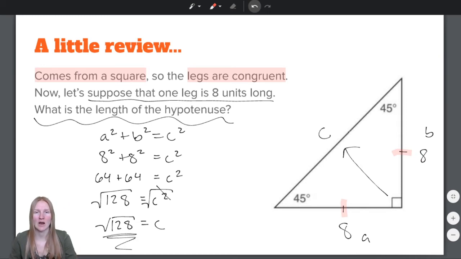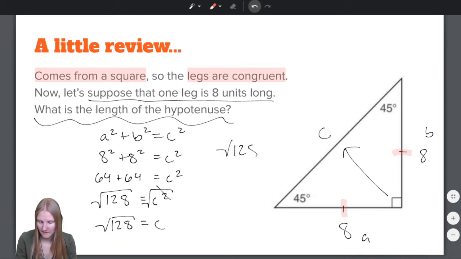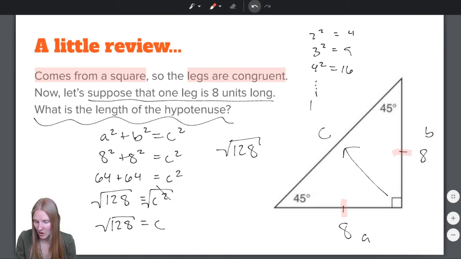And we talked about simplifying radicals in part 1 of section 9.1. There's also another video about simplifying radicals. I will put that in the description. But what we need to do is we need to figure out what square goes into 128. So remember we have 3 squared is 9, 2 squared is 4, 4 squared is 16, all the way up to like 12 squared is 144. Of course there are more, you can do 13 squared and all that. But typically, for this class, you won't need anything bigger than 12 squared for simplifying radicals.